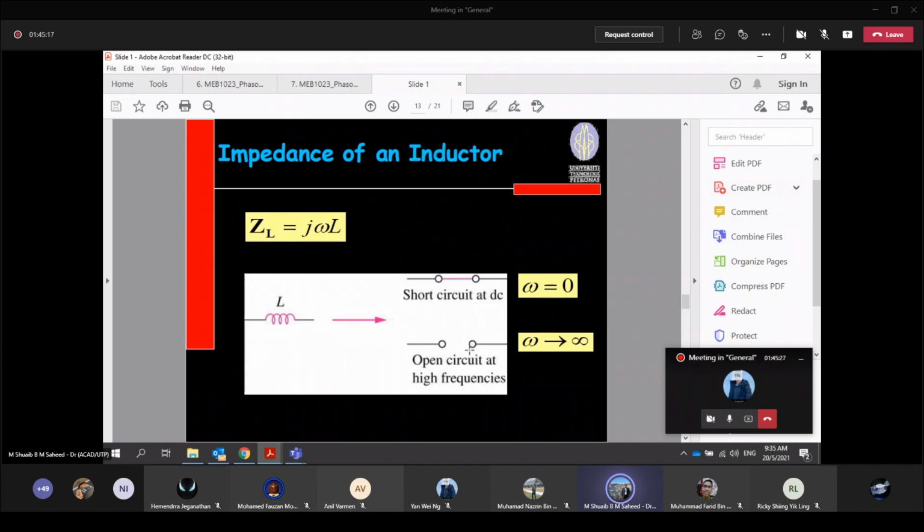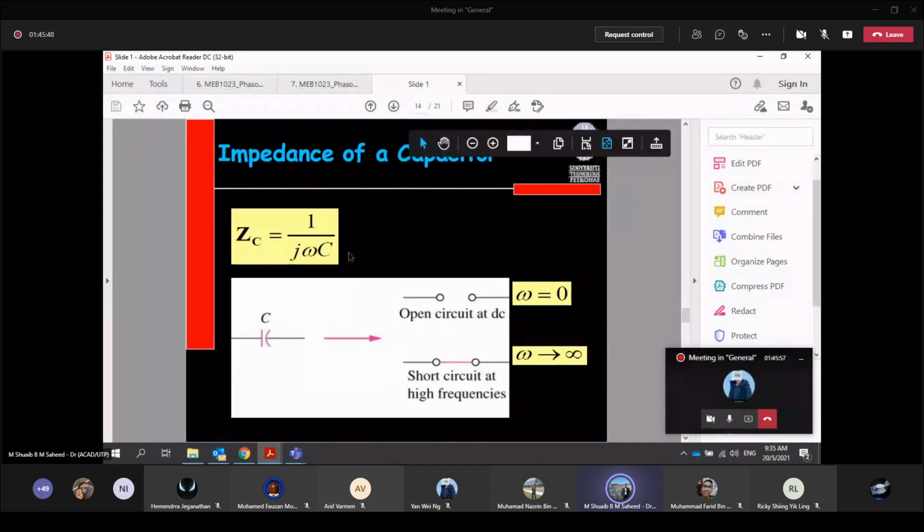Okay, just another round of revision over here. If you have an inductor, it is a short circuit at DC, so in this case omega is 0. It is an open circuit at high frequencies, when omega is approaching infinity. Omega 0 means short circuit, omega going to infinity means open circuit. For a capacitor it is the opposite. Omega 0 means it's an open circuit, omega going to infinity, it will be a short circuit.